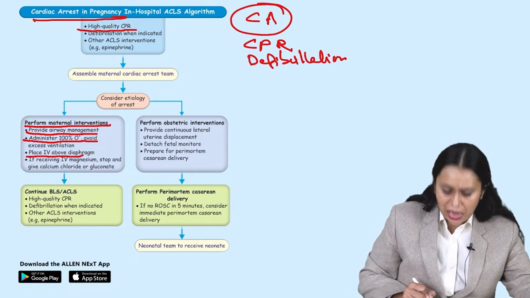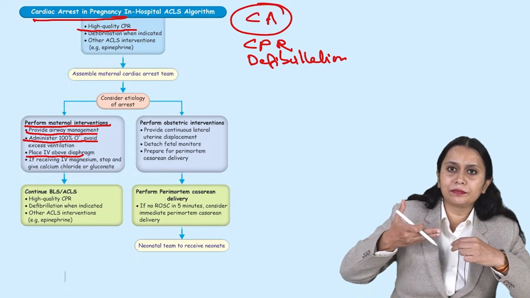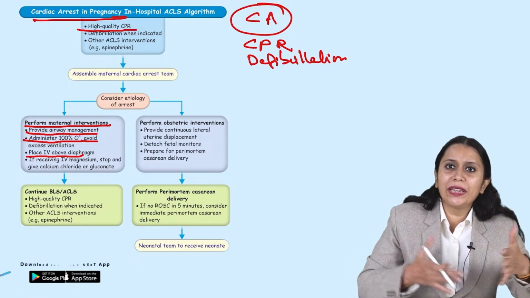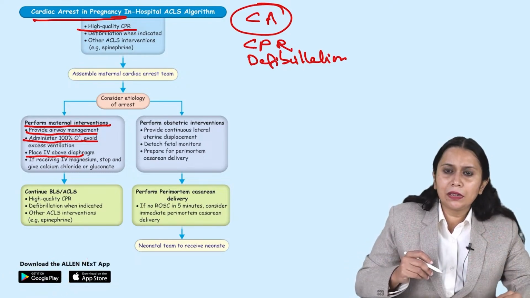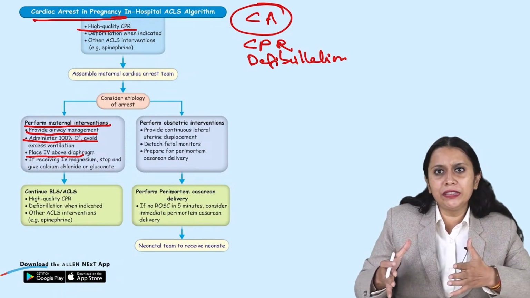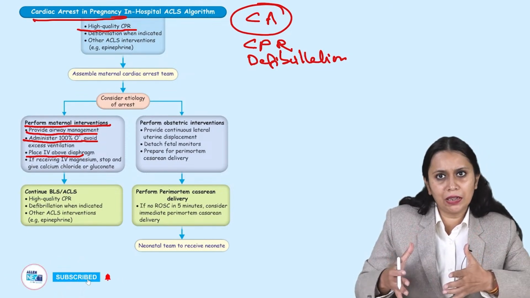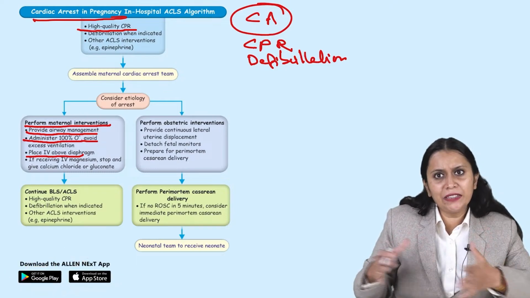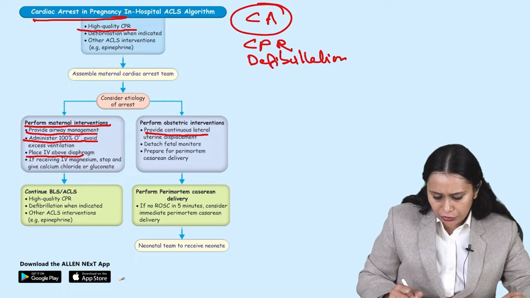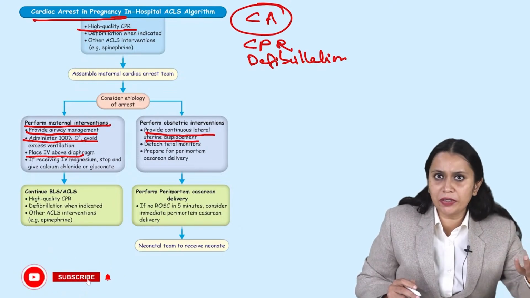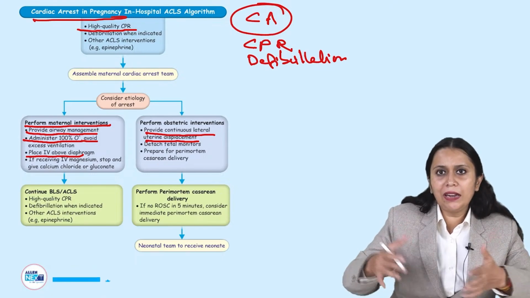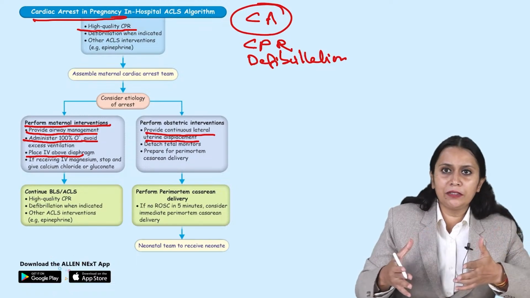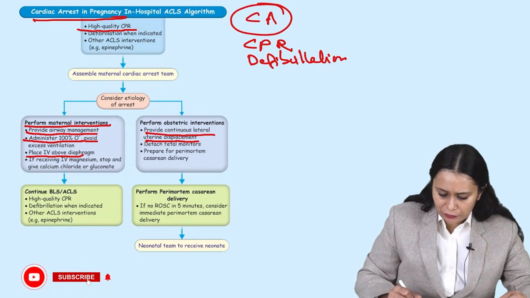Then place the IV line, the IV cannula above the diaphragm. Why? Because of the aortocaval compression. In a pregnant lady, the gravid uterus after 20 weeks compresses the great vessels, the aorta and vena cava. So when you are resuscitating a pregnant woman at 20 weeks plus, we always perform a continuous left lateral uterine displacement. This is the obstetric intervention, to prevent pressure on the great vessels. So this we have to do.